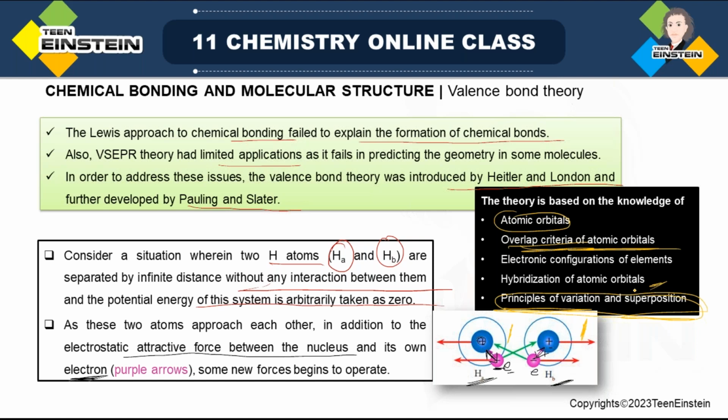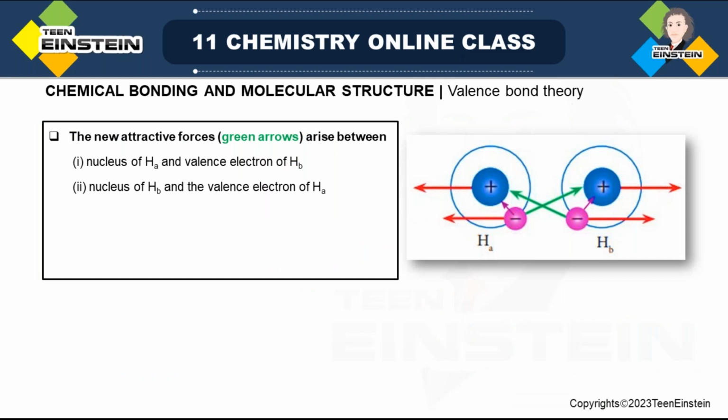Next we have to know what the green interaction and the red interaction are. The green arrows' interaction is between the nucleus of HA and the valence electron of HB. So there will be some interaction. Not only is there interaction with its own electron, but when they are close to each other, this interaction, denoted by the green arrow, will start operating. Similarly, vice versa, the nucleus of HB and the valence electron of HA. So these two are the green arrow interactions.